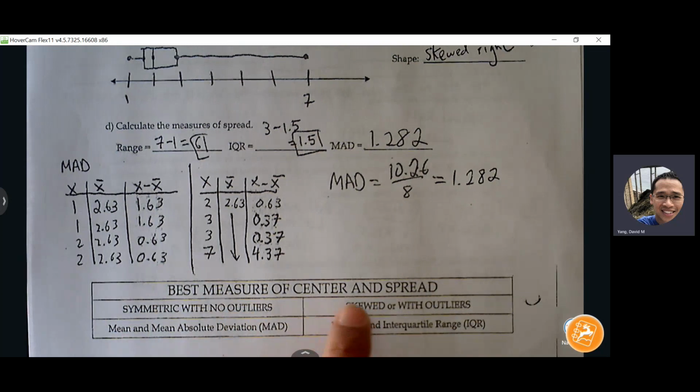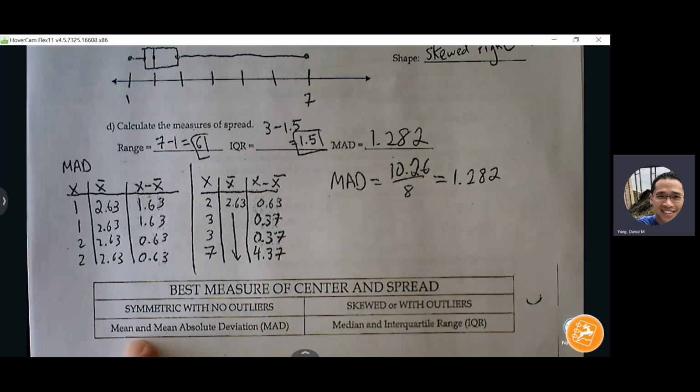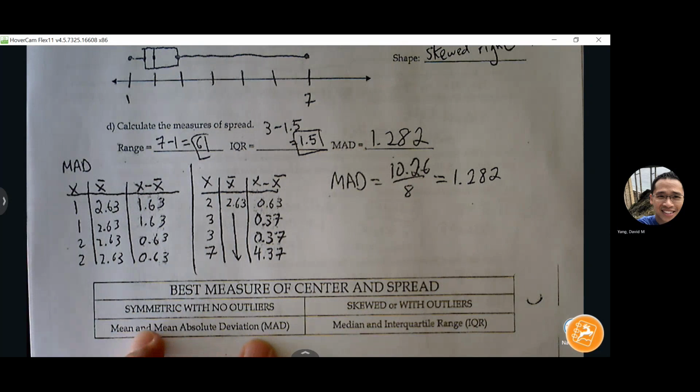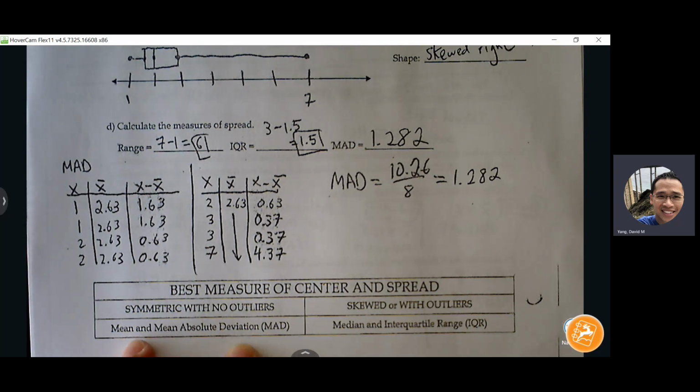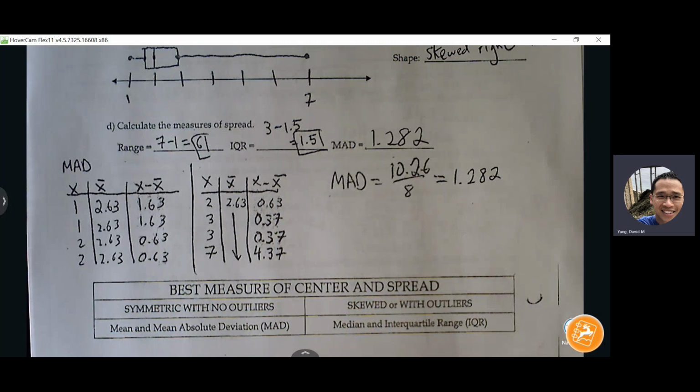So the best measure of center and spread. If I have no outliers, meaning there's no number that's just completely outside of where most of the numbers are, then your mean and mean absolute deviation will be the best measure of your spread. But if you have a lot of outliers, then the median is going to be better because it's going to give you an idea where most of your data is.